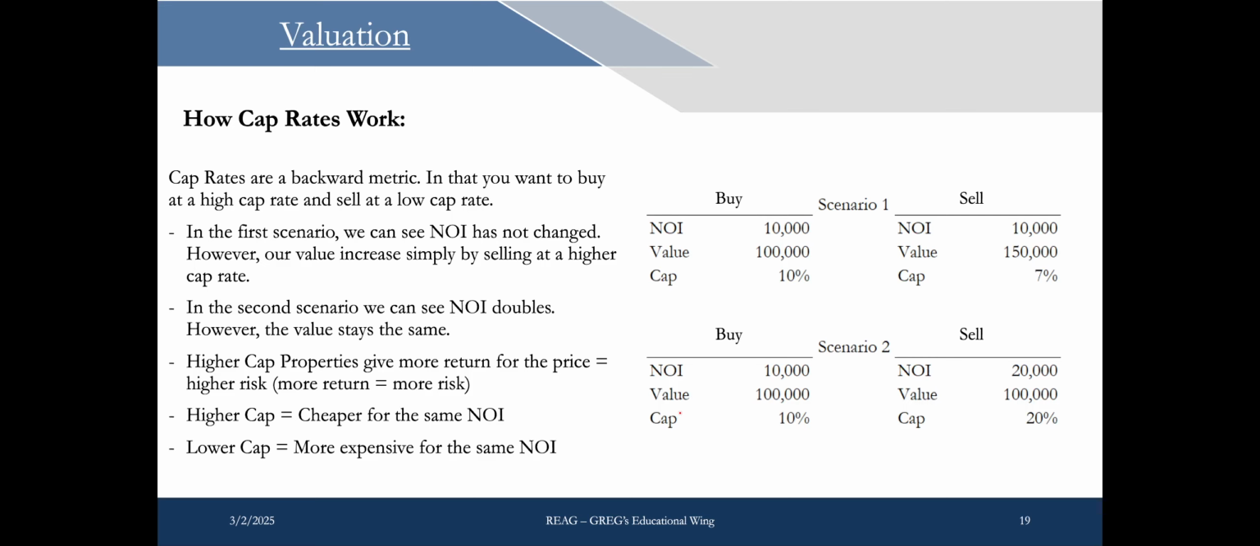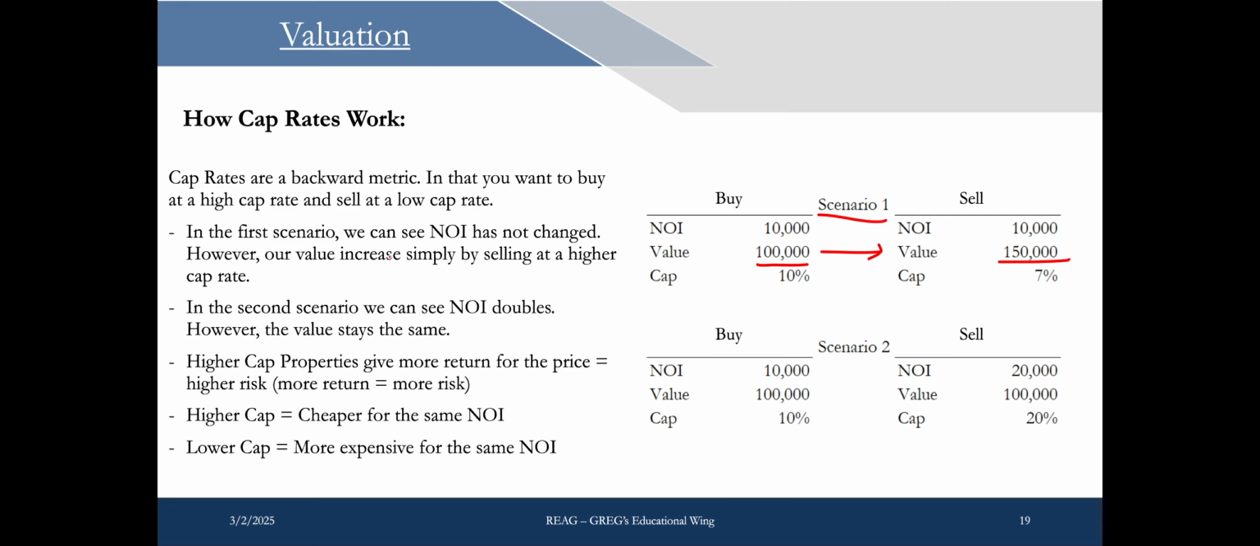Okay, so let's go through an example, right? So in scenario one, I'm buying a property with an NOI of $10,000, you see right here. And by the time I sell it, it is still $10,000. Nothing has changed in terms of its ability to generate income. I didn't raise rents, I didn't do anything. However, you see my value went up from 100K to 150,000. How is that possible? Well, that means my cap rate has shrunk. So I bought at a higher cap rate, I'm selling at a lower cap rate, and therefore I'm getting more value from the property, right?